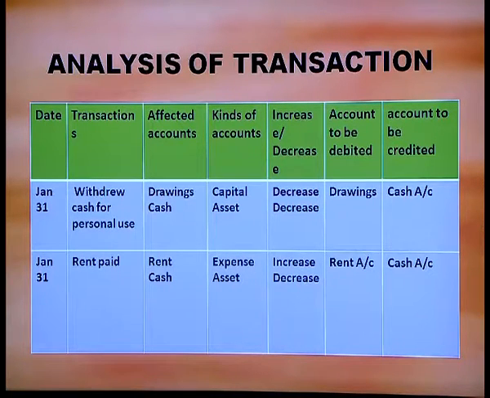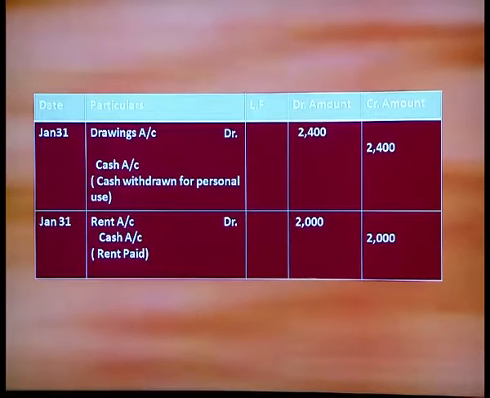Next transaction: rent paid. Affected accounts are rent and cash. Rent being an expense is increasing. Rule for expense account: when expense increases, it is debited. Cash is going from the business, that is, cash can be included under asset account. Asset is decreasing. Rule for asset account: when asset is decreasing, it is credited. So, cash account is credited. When we write in the journal, it can be in this form: drawings account debit to cash, rent account debit to cash.